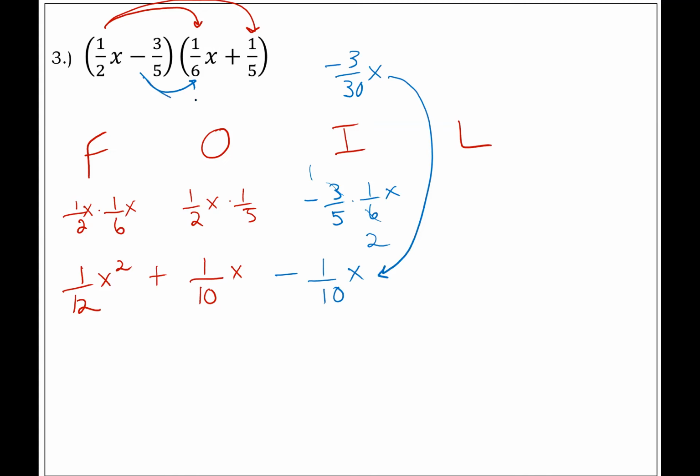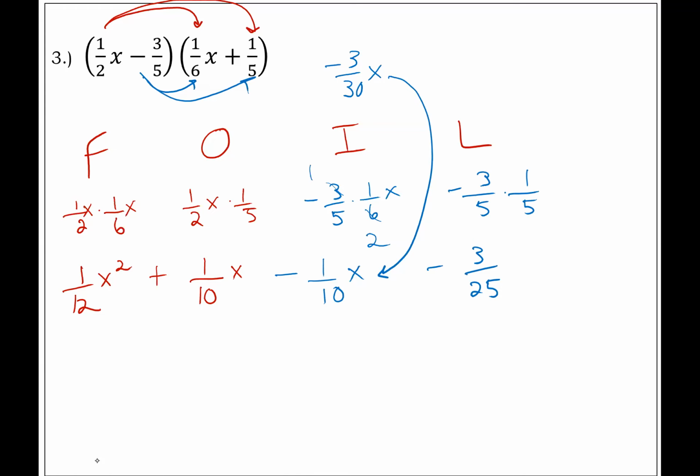And finally, our last terms, negative 3/5 times 1/5, multiply across. That's going to be negative 3 times 1 is negative 3, and then 5 times 5 is 25. Okay, so take a look at our 4 terms. 1/12 x squared plus 1/10 x minus 1/10 x minus 3/25.